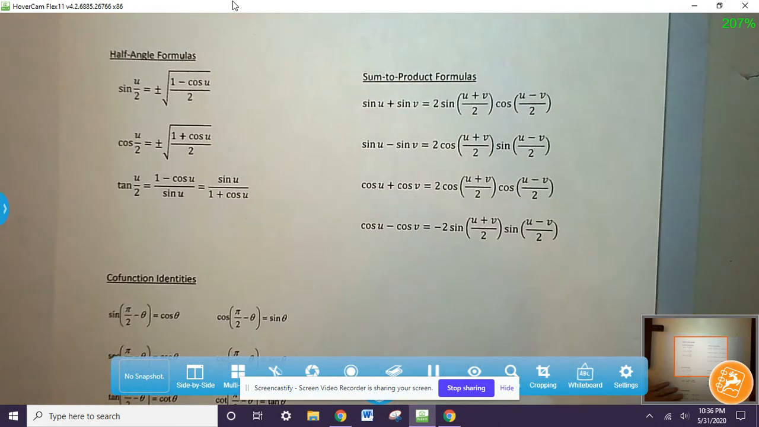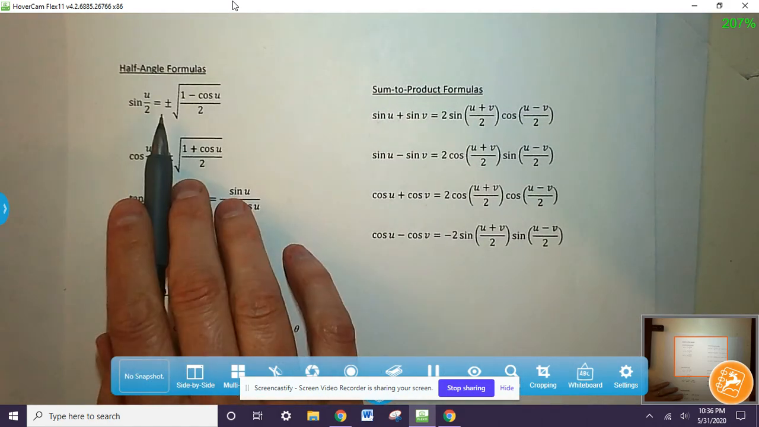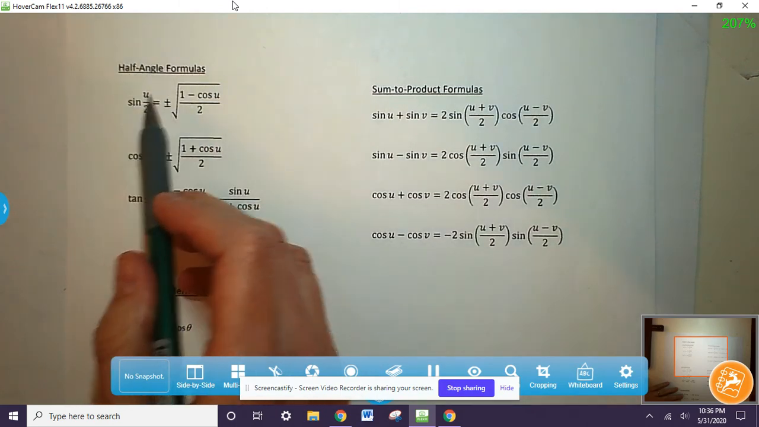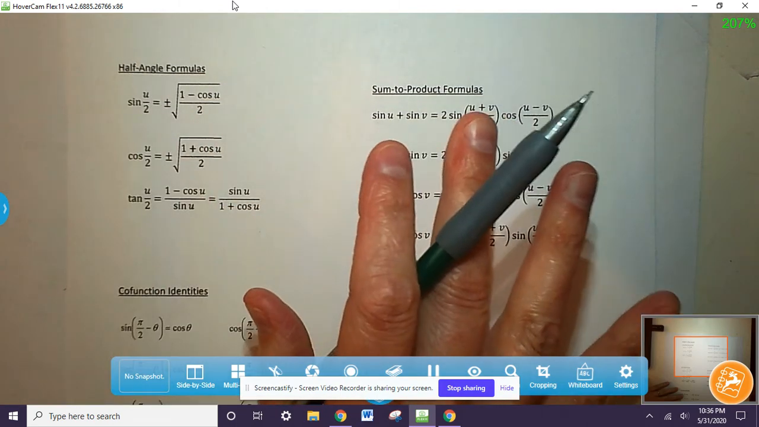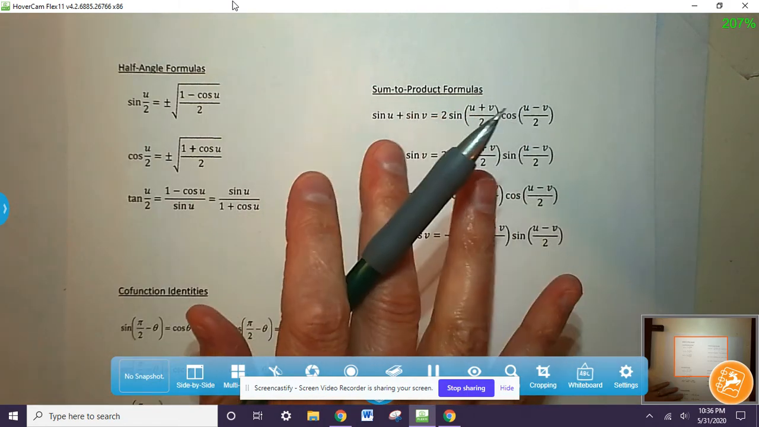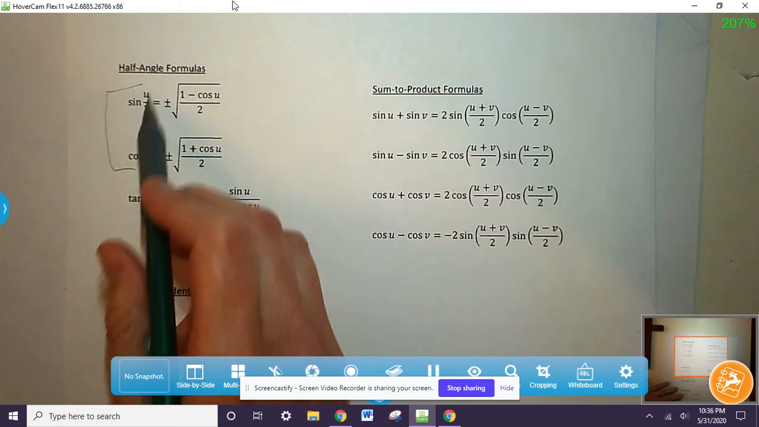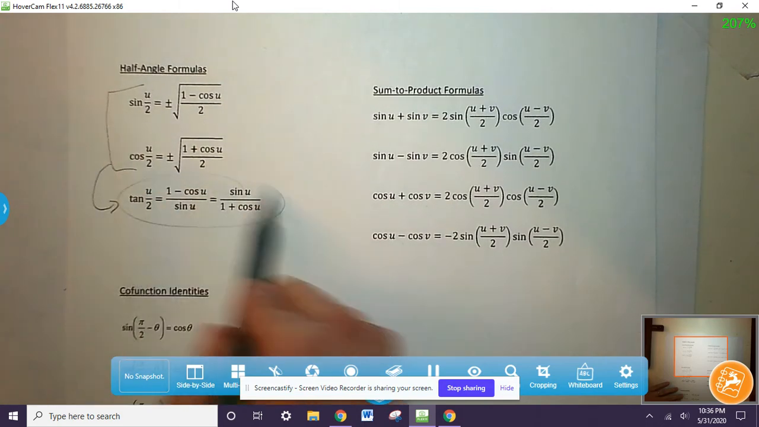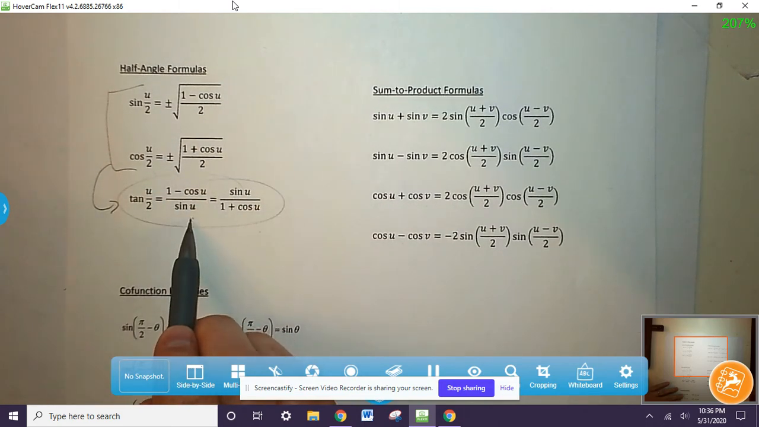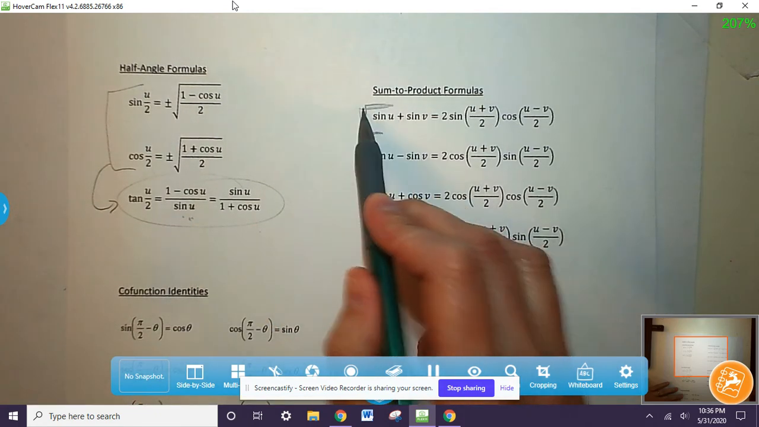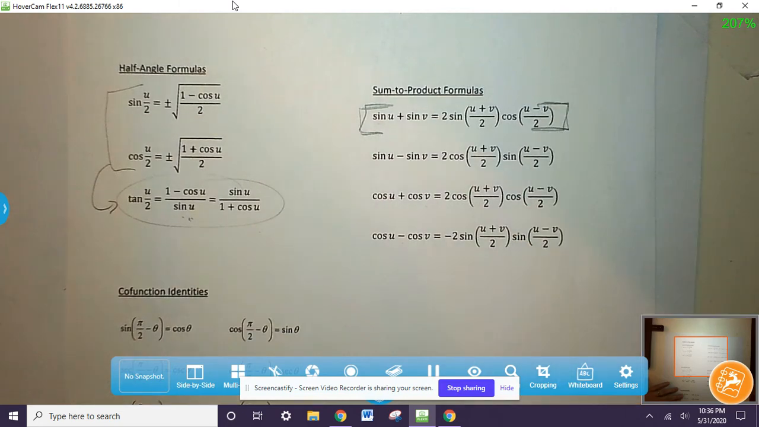The half angle formulas are a little more complicated. They're actually kind of interesting. If anyone's interested in any of these, I'd be happy to make an extra video or look at your work. These are pretty neat. Once you get these, this is interesting algebraically to get to. These are tricky. I have this one worked out, so if anyone wants to see that, I'd be happy to share my work with you.